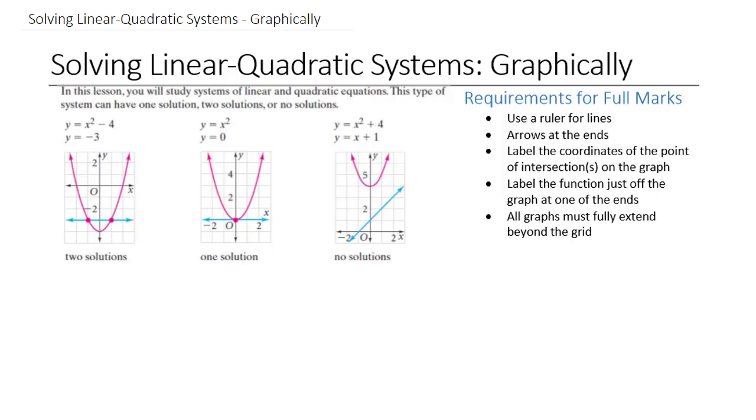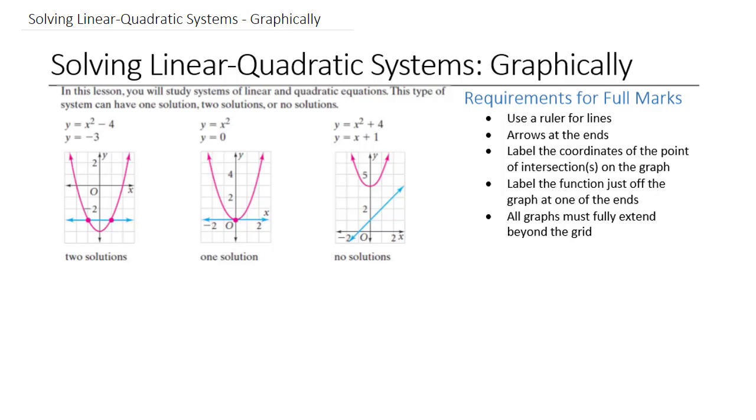Okay, in this lesson we're going to solve linear quadratic systems graphically. So what does that mean? Linear, straight line; quadratic makes a parabola. Solving a system means graphically finding the place where these two shapes will meet, so the points of intersection.